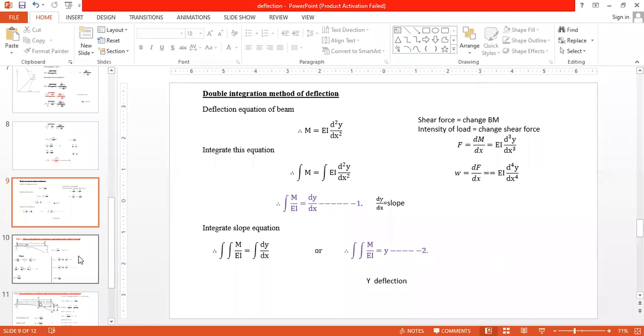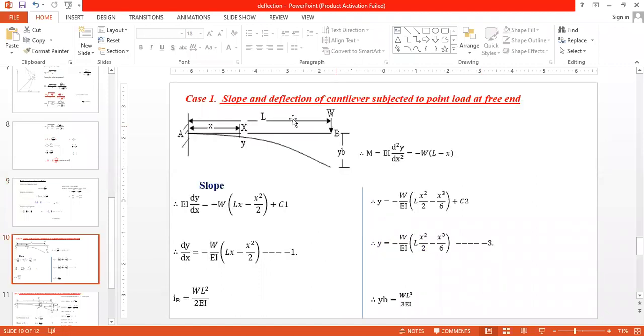First, the beam is a cantilever. This is the important thing, as these derivations may be asked. Slope and deflection of a cantilever subjected to point load at free end. The question is, what is the slope and deflection equation, and what is the maximum slope and maximum deflection when a cantilever is subjected to point load at free end.